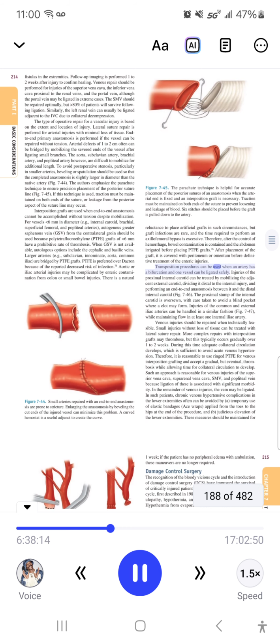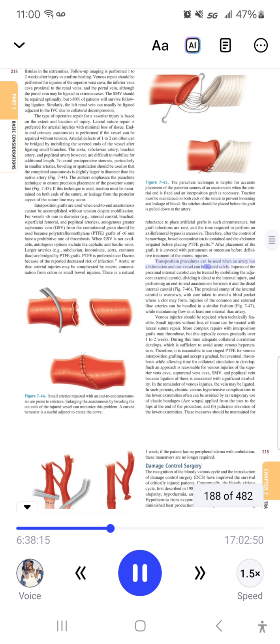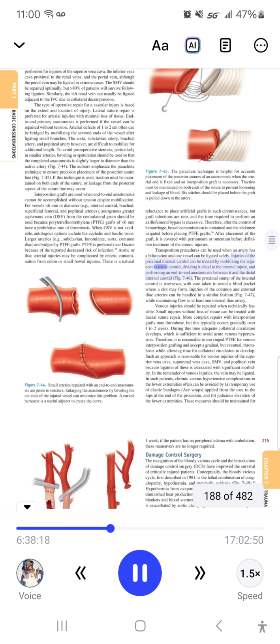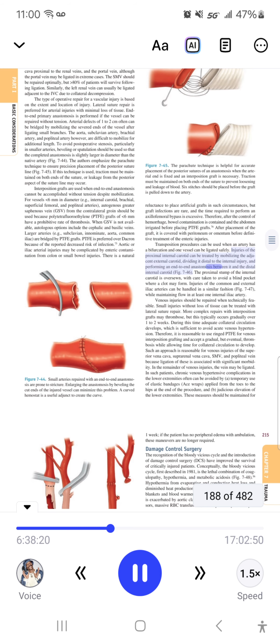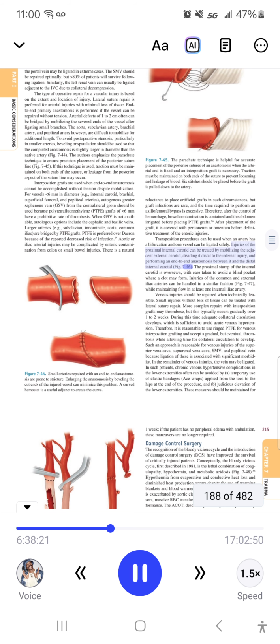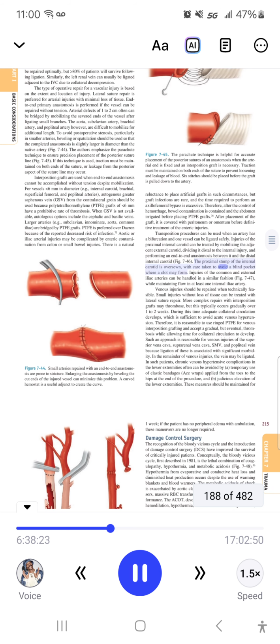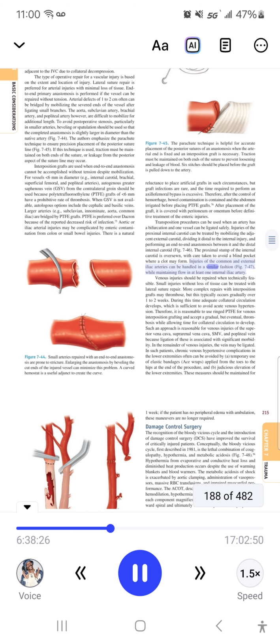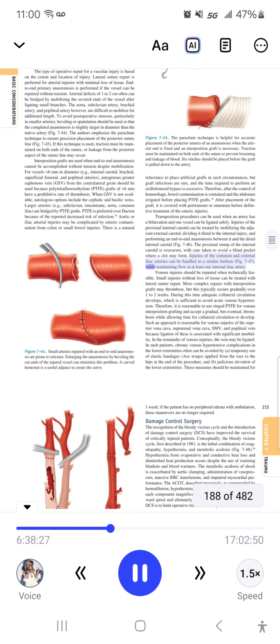Transposition procedures can be used when an artery has a bifurcation and one vessel can be ligated safely. Injuries of the proximal internal carotid can be treated by mobilizing the adjacent external carotid, dividing it distal to the injury, and performing an end-to-end anastomosis between it and the distal internal carotid. Fig. 746. The proximal stump of the internal carotid is oversewn, with care taken to avoid a blind pocket where a clot may form. Injuries of the common and external iliac arteries can be handled in a similar fashion. Fig. 747, while maintaining flow in at least one internal iliac artery.